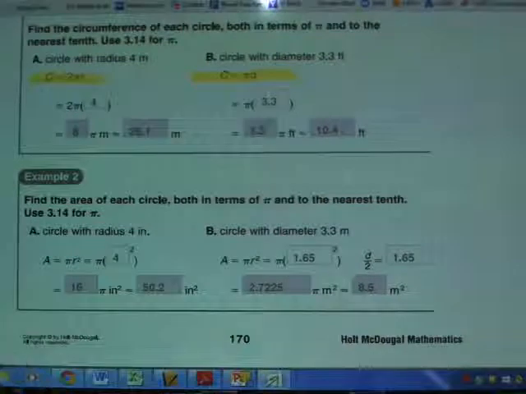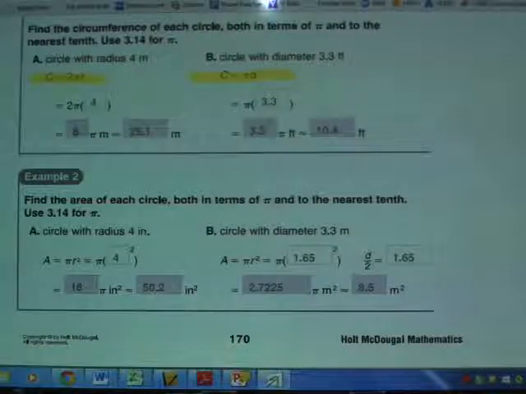Now, what I've just highlighted there are the formulas that you would need, and what's kind of nice about this one is there's a formula for radius, and there's a formula for diameter. So, whichever one they give us, we can work with no problem.